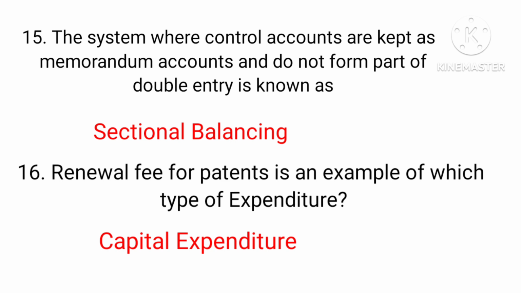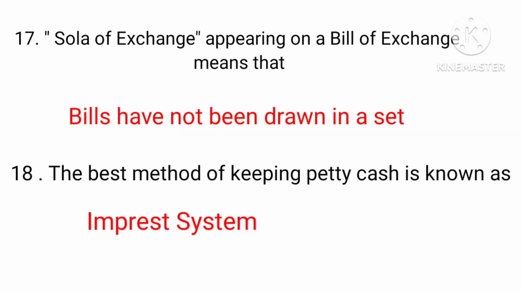Renewal fee for patents is an example of which type of expenditure? Capital expenditure. Sola of Exchange appearing on a bill of exchange means that bills have not been drawn in a set. The best method of keeping petty cash is known as imprest system.